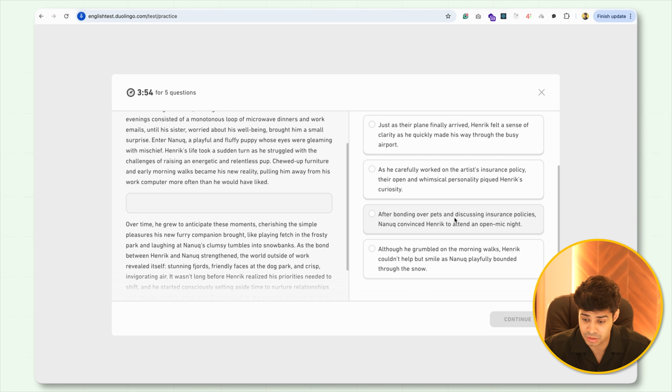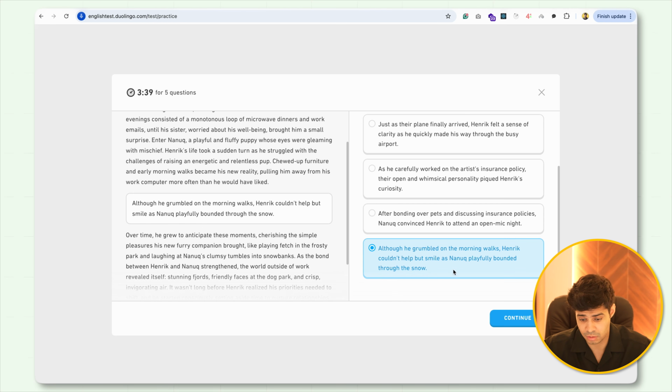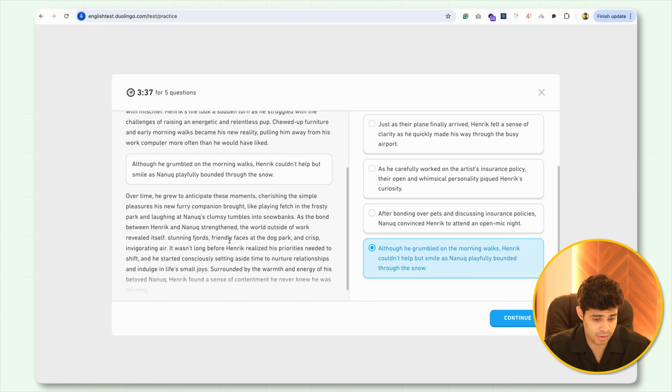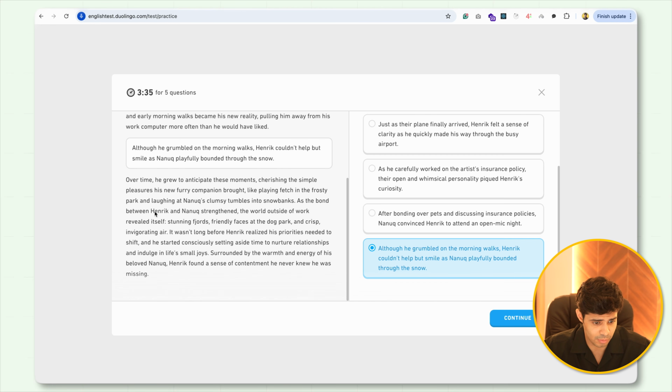After bonding over pets and discussing insurance policies, Nanak convinced Henrik. Well, how would a dog convince Henrik? Anyway, although he grumbled on the morning walks, Henrik couldn't help but smile as Nanak playfully bounded through the snow. Yeah, this makes sense. Over time, he, like this, and as the bond between these two grew. I just like to read the whole thing.